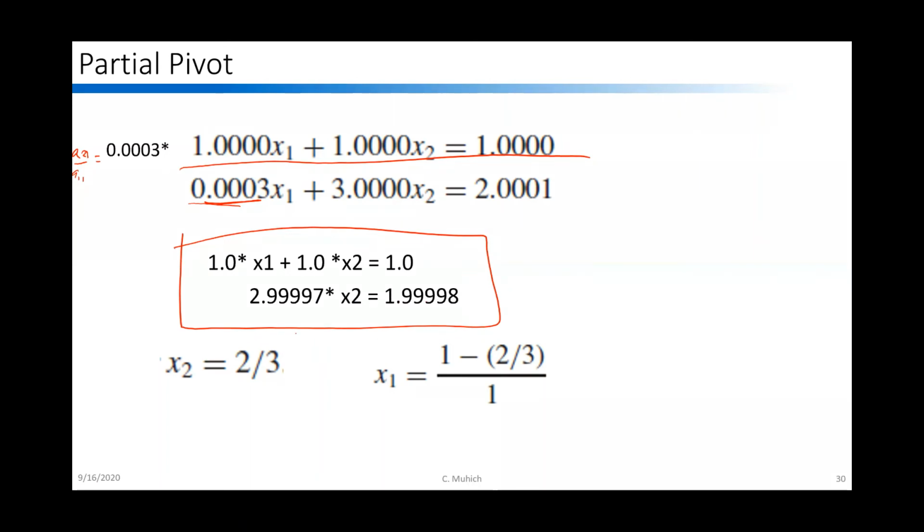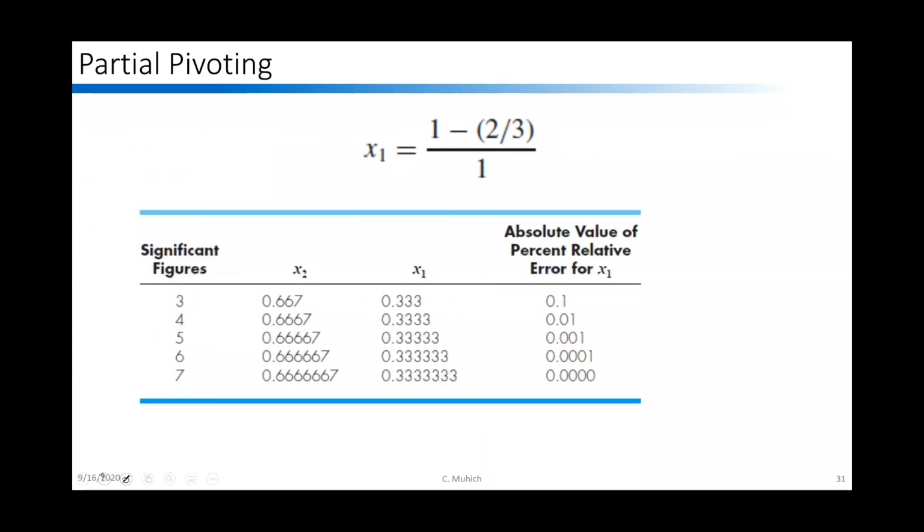I can go through, and I still end up with x2 being equal to 2/3. But when I back substitute into that top equation, I end up with x1 equals 1 minus 2/3 over 1. What you'll see is that the number in the denominator is now no longer super close to 0, so it's not going to have this large inflating effect.